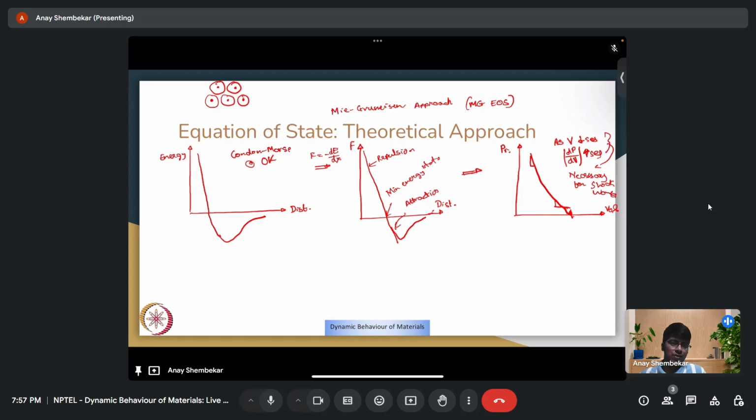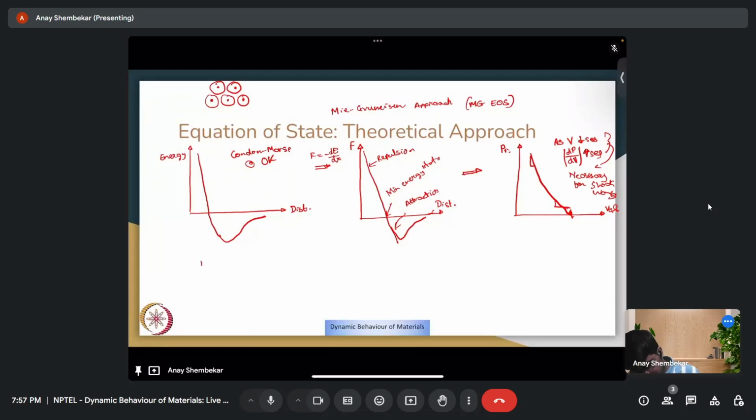If suppose the relation is the other way around, dP by dV decreases, then instead of thinning of the shock front, you can expect widening of the wave front. That would be dispersion. So from this energy versus distance plot, we are able to get pressure versus volume, and we also get the necessary condition for the shock wave.